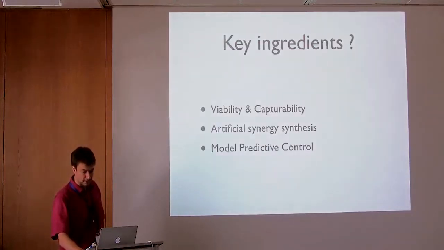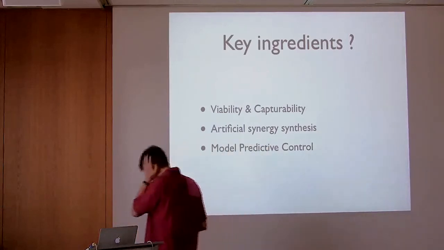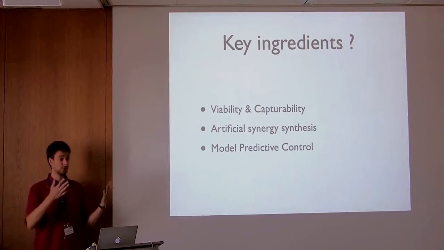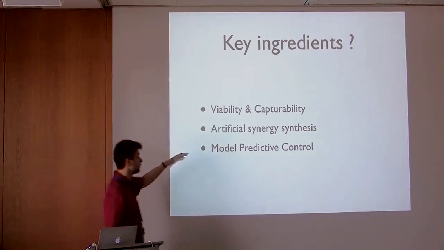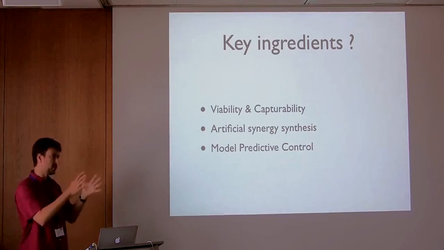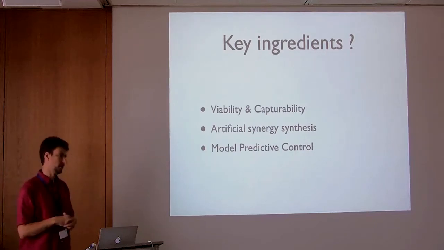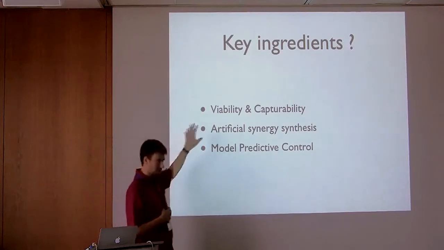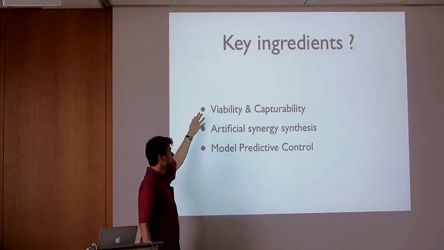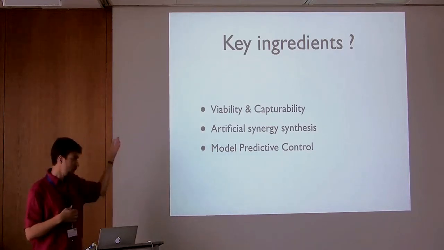So what are the key ingredients here, just to wrap up? You have the observation that what we want is viability or capturability. You have those two things. And a key ingredient which was used all the way was this idea of artificial synergy synthesis, saying we focus on a few degrees of freedom, especially on the motion of the center of mass. And all the rest can be solved externally. It's another problem, and most of the time, it just works well. And then we know what we want to do, how to do it, and we use models and different options. And we can see that all robots I mentioned use that.